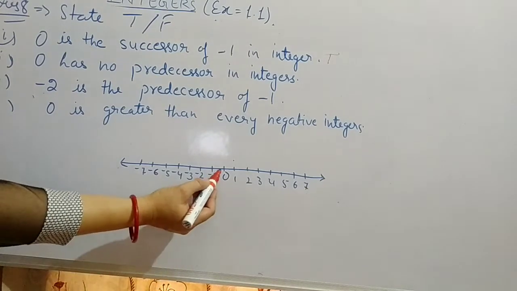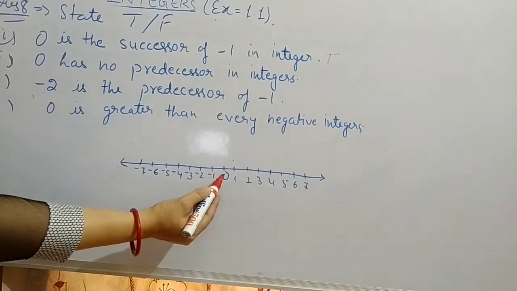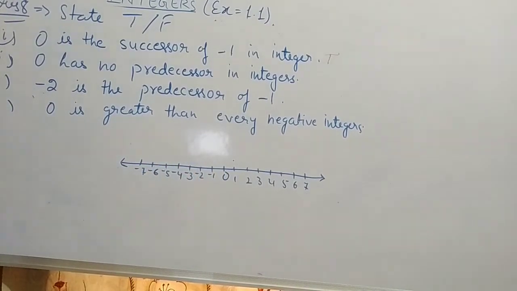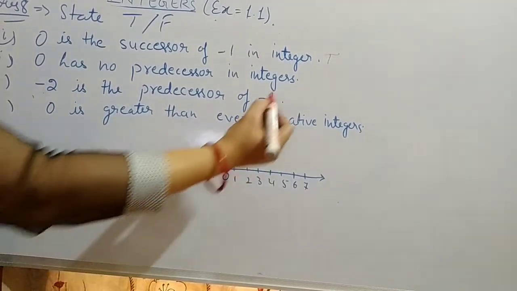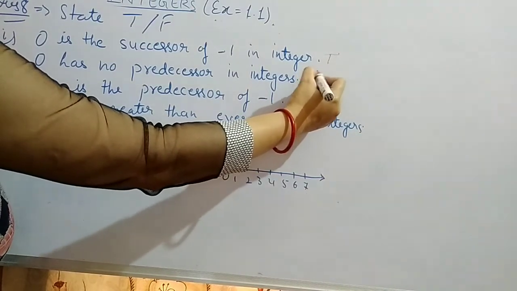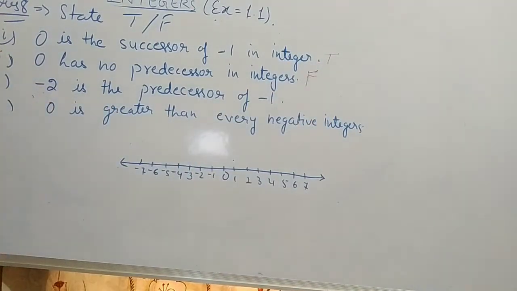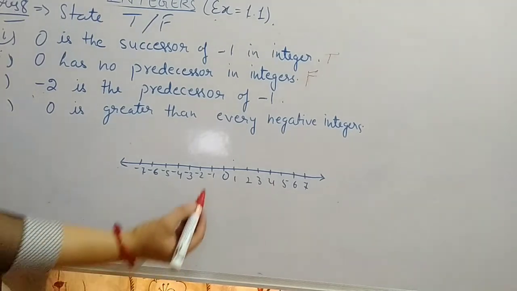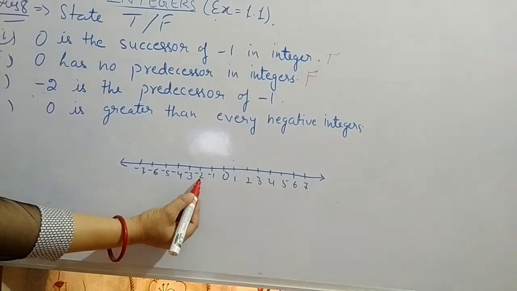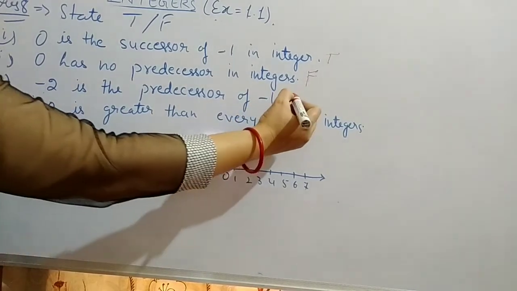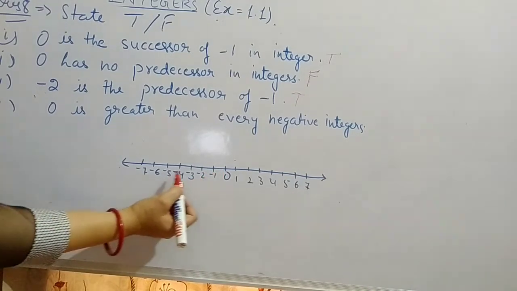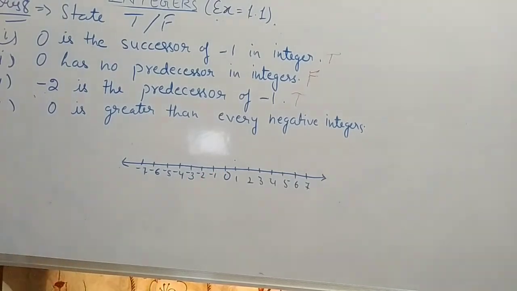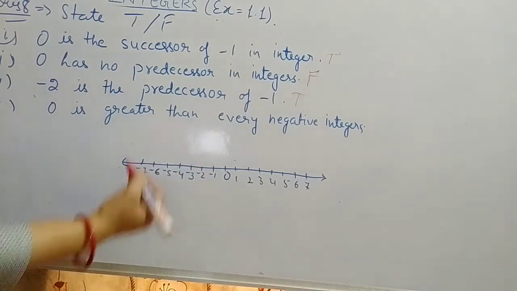Next, 0 has no predecessor in integers. So integers, you can see before 0 also we have many numbers. So which is the predecessor of 0? Minus 1. Minus 1 is the predecessor of 0 in integers, and here they have written 0 has no predecessor. It means this statement is false. After that, minus 2 is the predecessor of minus 1. So see, before minus 1 which number is coming? Minus 2 is coming. It means this is correct. So this statement is true. Next, 0 is greater than every negative integers. So you can see 0 is the right side of all the negative integers. So always right side integer will be greater. So this statement also true.